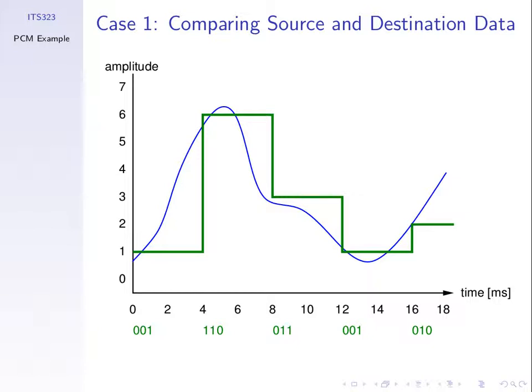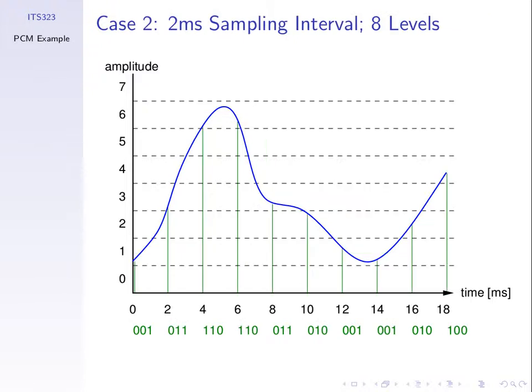So, one way to get closer to the blue line would be to sample more often. Instead of every 4 milliseconds, let's say every 2 milliseconds. And we'd get these sampled values. Same number of levels, 8 levels, but a sampling interval of 2 milliseconds. You can go and check the values, but we'd get 30 bits of data over the same time period. At time 0, it's 1. At time 2, it's 3, and so on.